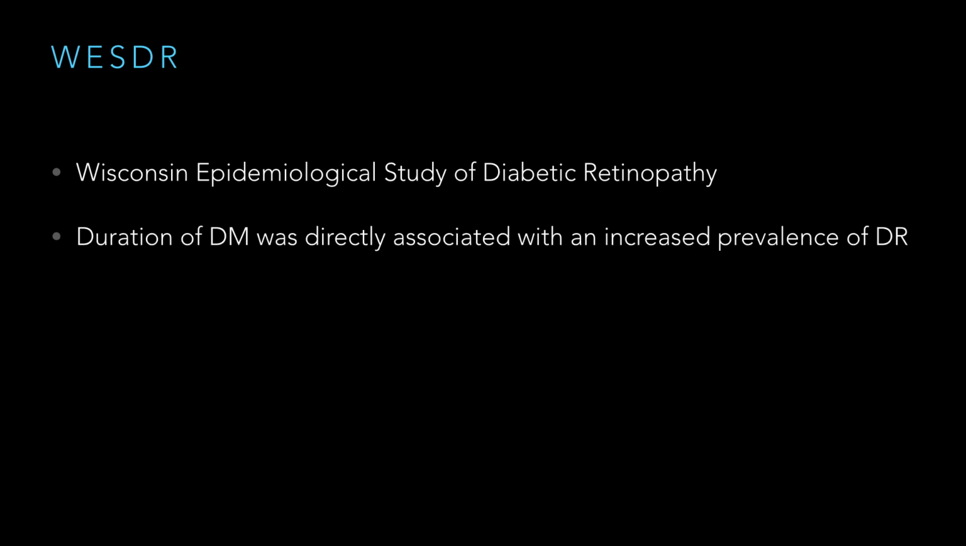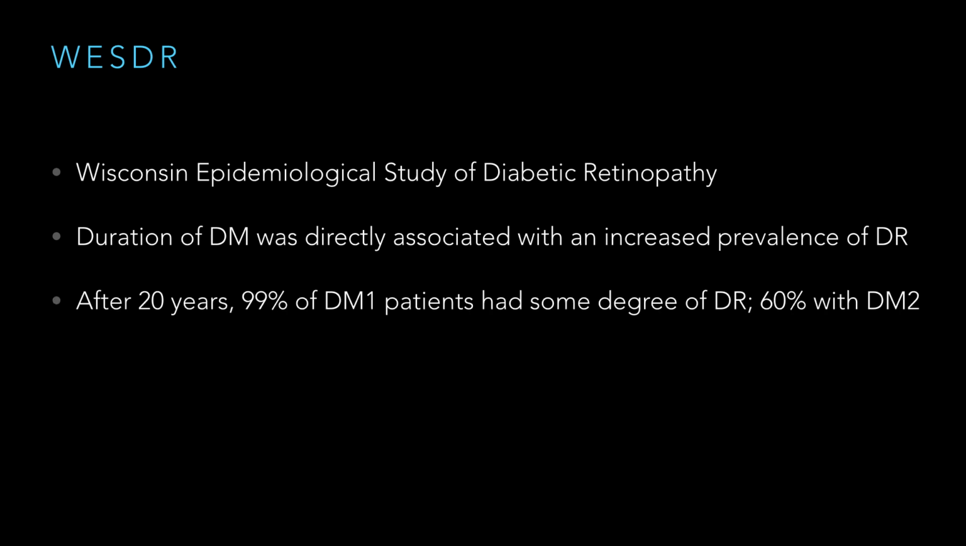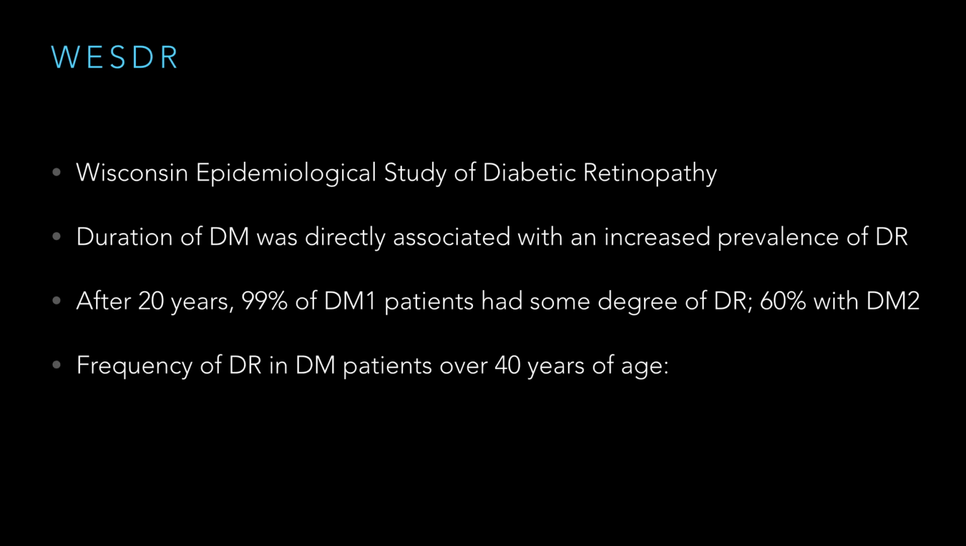They said duration of diabetes is directly associated with increased prevalence of diabetic retinopathy. I agree with that. I don't agree with this: after 20 years, 99% of type 1 diabetics had some degree of DR. That's most likely still close to true. 60% of folks after 20 years with type 2 diabetes had it. Again, I don't really agree with that because of intensive glucose control. I see people every once in a while with 35 or 40 years and no signs of diabetic retinopathy. And again, some of that's genetic.